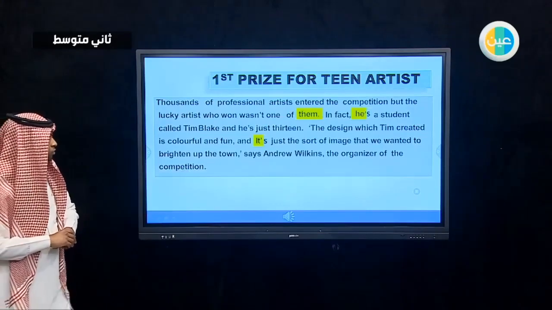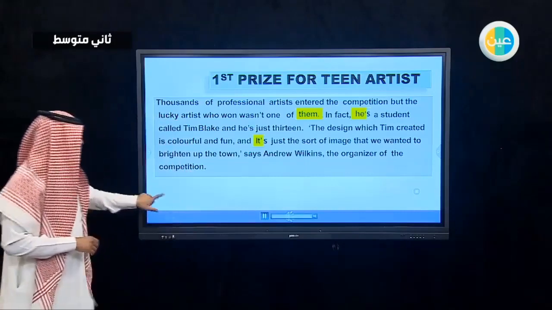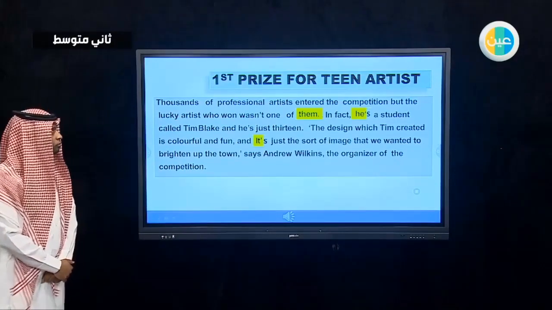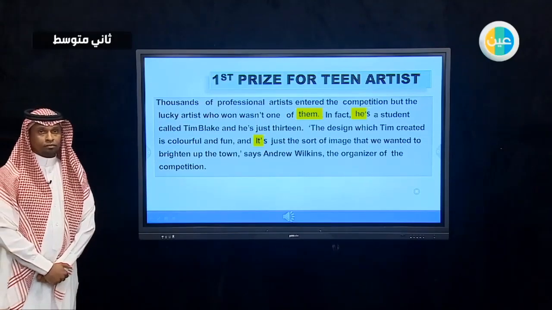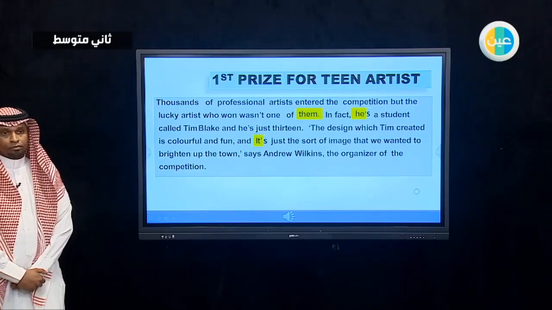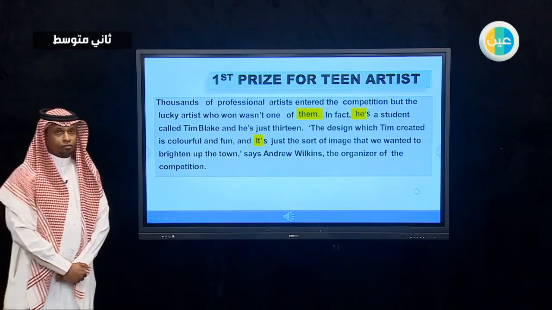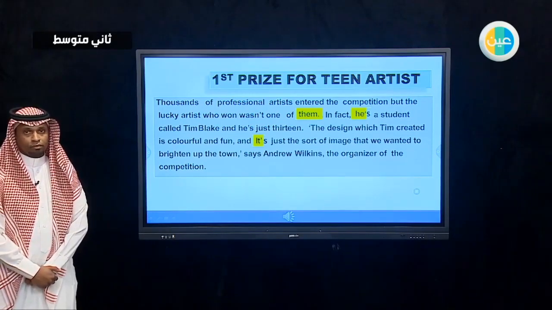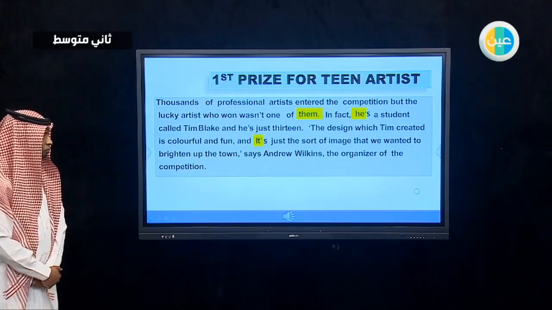This is the second part, which is about the same article. Thousands of professional artists entered the competition, but the lucky artist who won wasn't one of them. In fact, he's a student called Tim Blake, and he's just 13. The design which Tim created is colourful and fun, and it's just the sort of image that we wanted to brighten up the town, says Andrew Wilkins, the organiser of the competition.